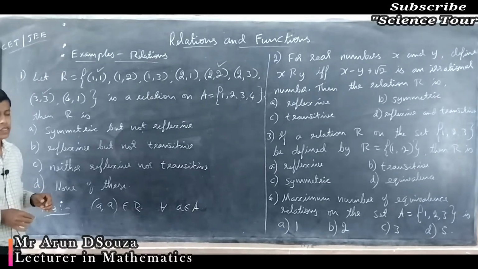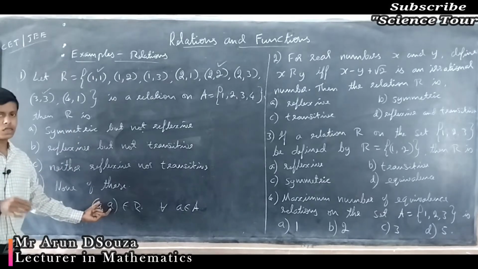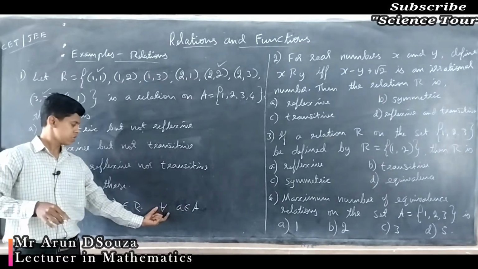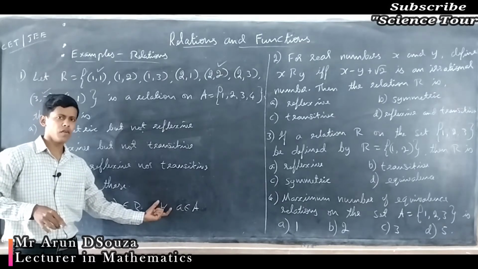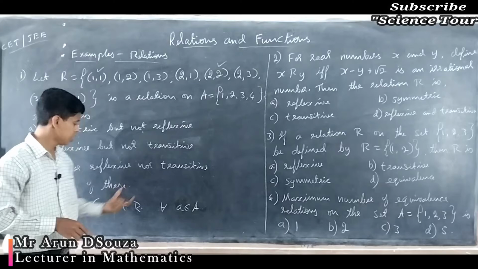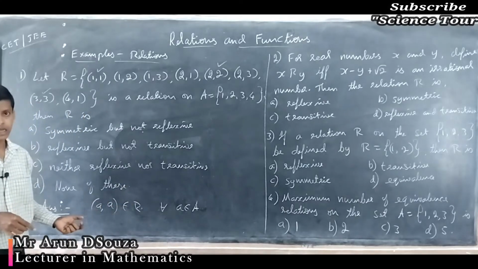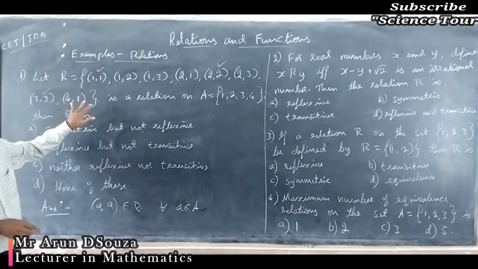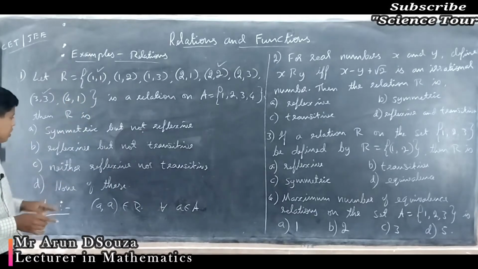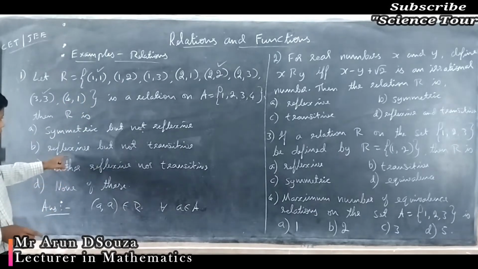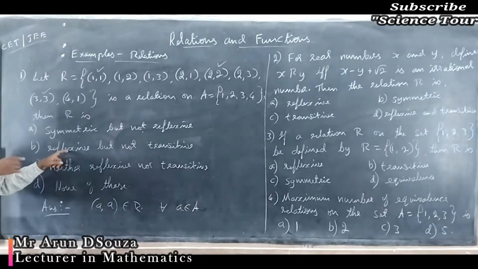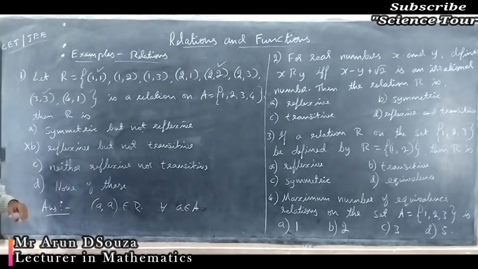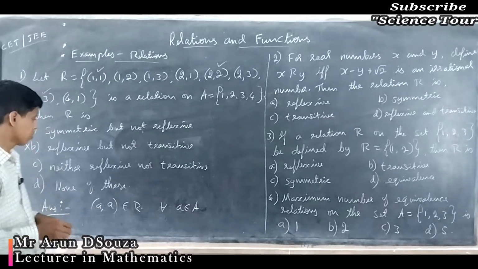No, you don't have. So if you are missing one, then this condition that for every element of A you should have (a, a) is not fulfilled. You must have (4,4) also. If you miss one, then it is not reflexive. Therefore it is not reflexive. Reflexive is given in option B, that cannot be the answer. Correct? So it is not reflexive. Let's move on.